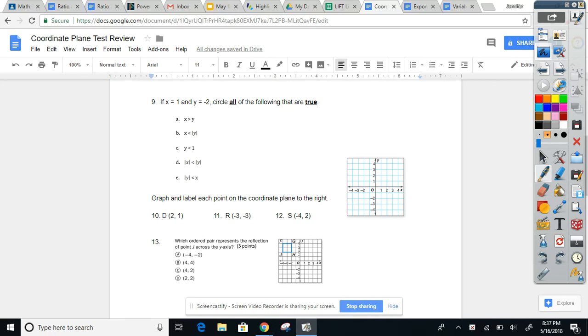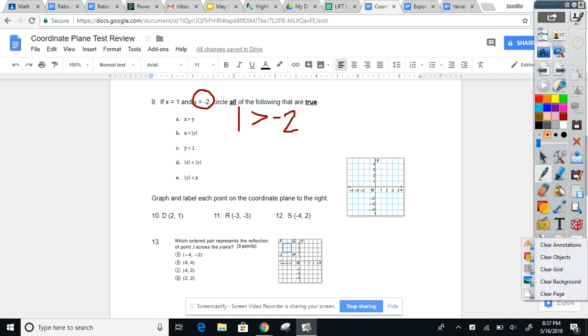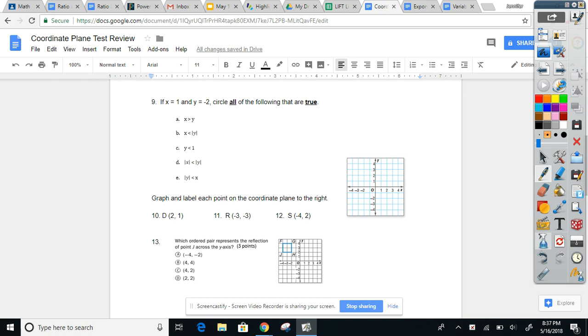So let's look at A. I want to plug in x. X is -2, and that is greater than y. Oh, I'm sorry. X is 1, and that's greater than y, which is -2. Is 1 greater than -2? Yes. So A could be an answer choice, so I'm going to put a check mark.